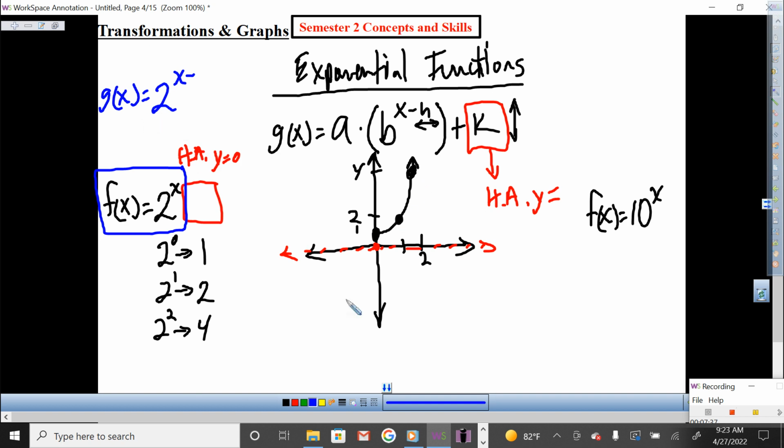I want to move it 4 steps to the left, 3 steps up. 4 to the left, 3 up. Tell your neighbor what goes where. If I was to rewrite that equation, what do I substitute and where? 4 to the left, 3 up. What do I substitute and where? Four to the left, 3 up.